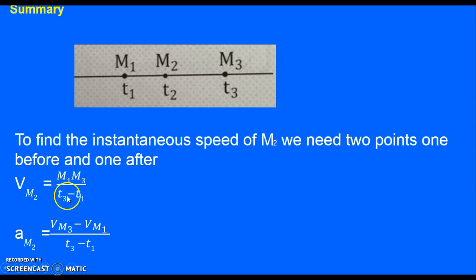minus T1, which is the duration needed to move from M1 to M3. And aM2, which means the acceleration at T2, is equal to the speed after minus before, so VM3 minus VM1 over T3 minus T1.